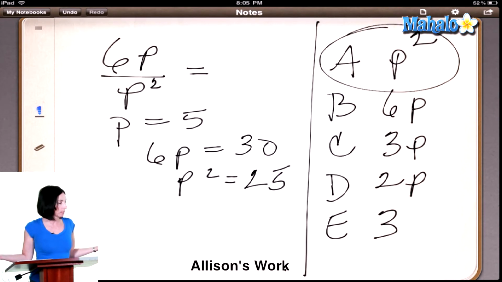So what question did they ask us? Which of the following is not a factor of 6p? So we don't even have to keep going. We can just stop right there, because we found the one that's not a factor. If it had been a factor, then we'd go on to the next one. But how you did it is exactly right.